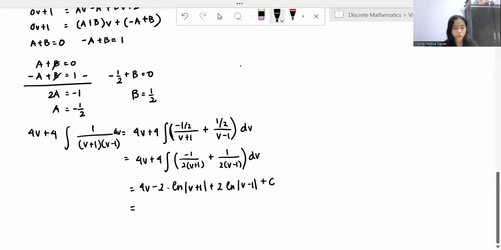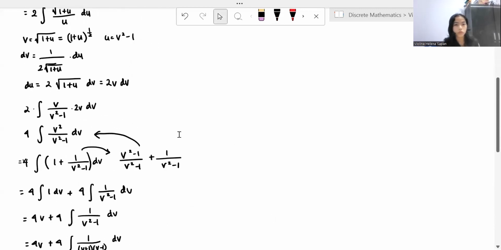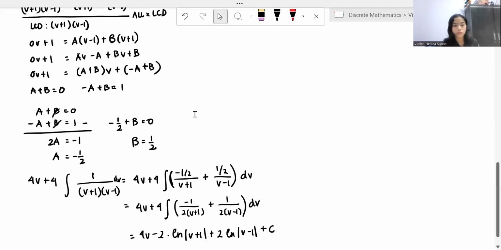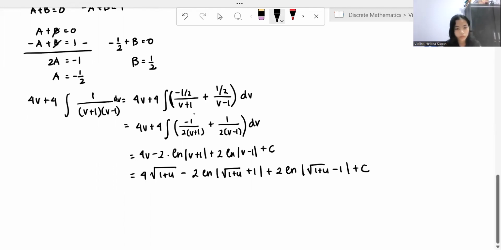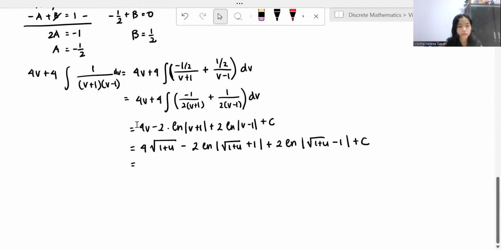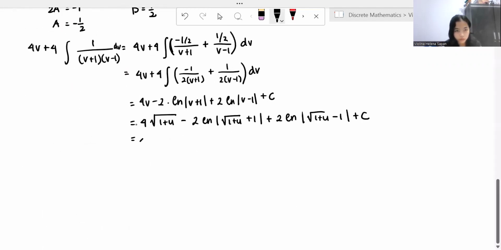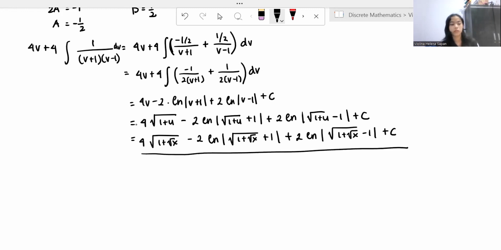And then we need to substitute in for v. V is equal to square root of 1 plus u, right? So we can just write like this. And then we need to substitute in for u. U is equal to square root of x. So we will get this equation. Okay. This is the end of number 1, part 3. This is the result.